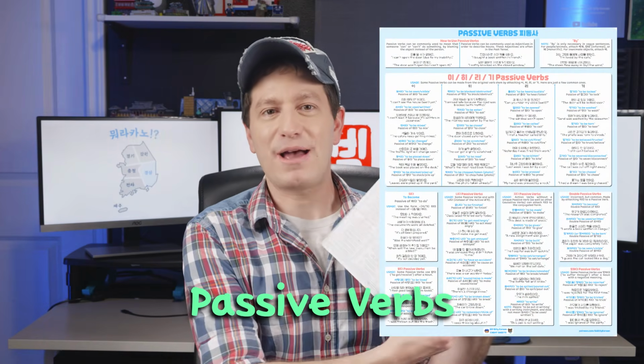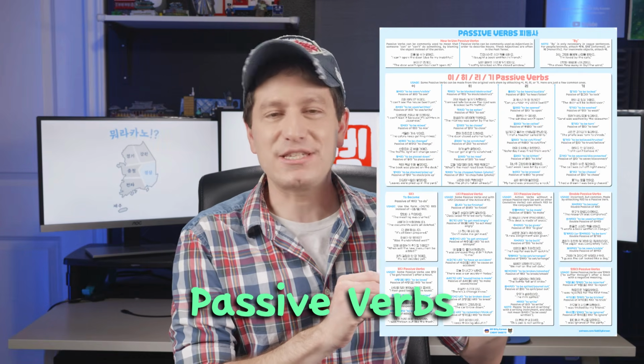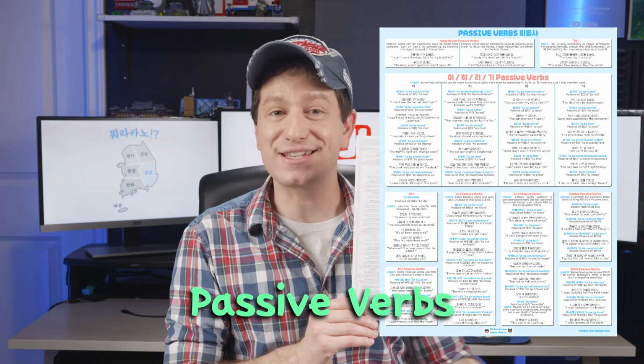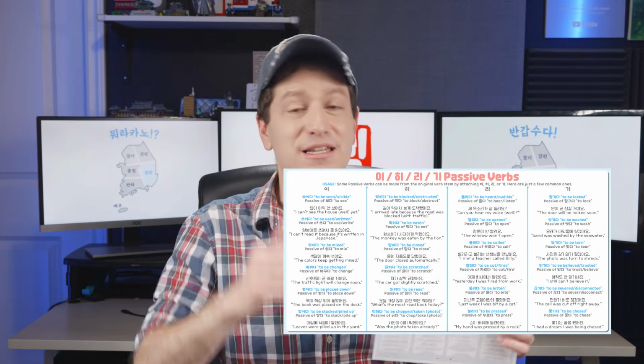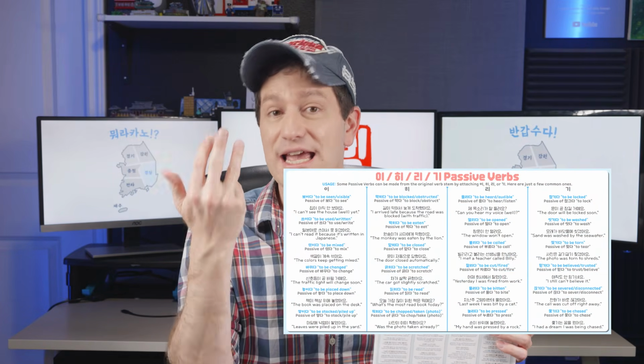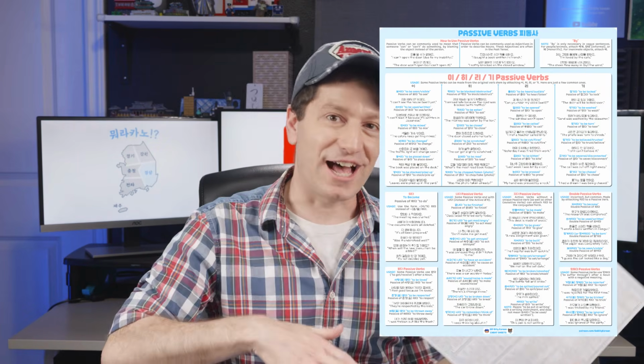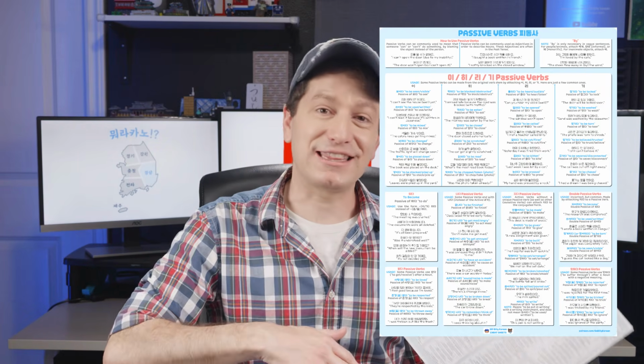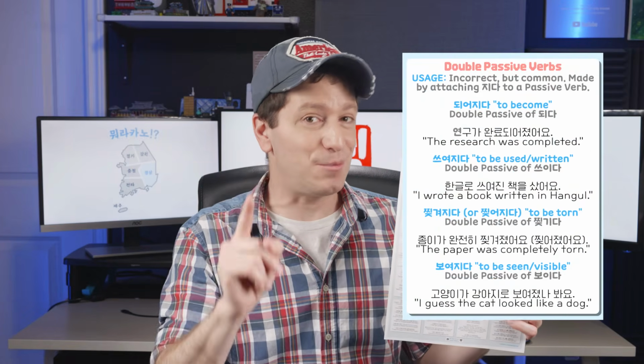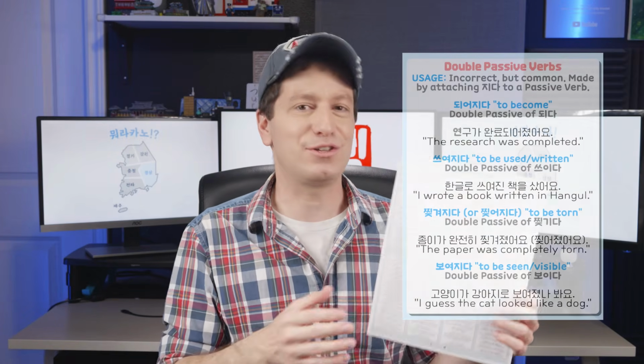Next is a cheat sheet about passive verbs. The top section is how and when to use passive verbs, and below that is all of the different types of passive verbs, starting with the major 4 types: 이, 히, 리, and 기. And below that, you'll also learn about more types, such as passive verbs that use 되다, 나다, 당하다, and 받다, as well as how to make your own passive verbs using the ending 치다. And there's a section about double passive verbs and how those are used.